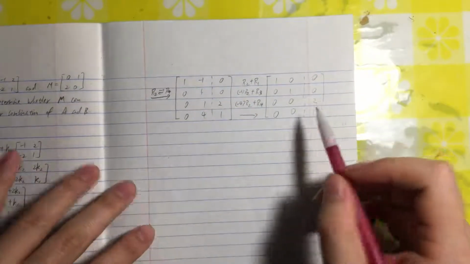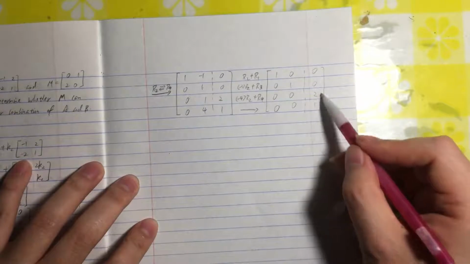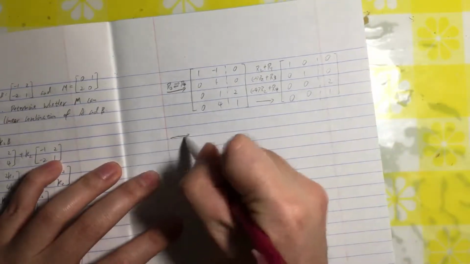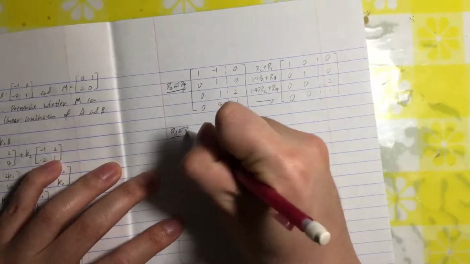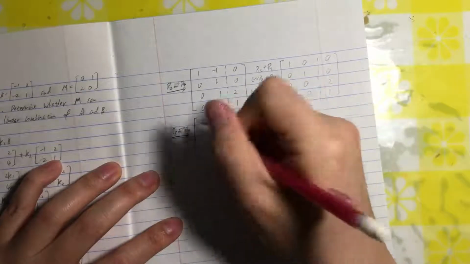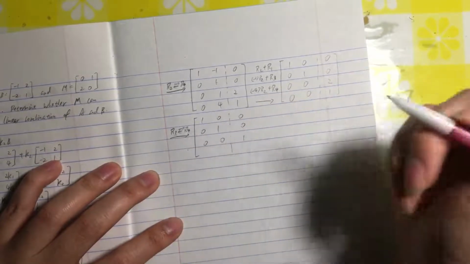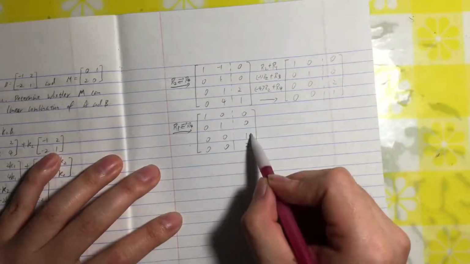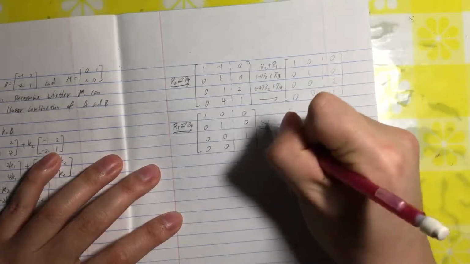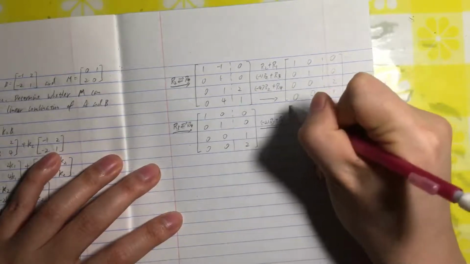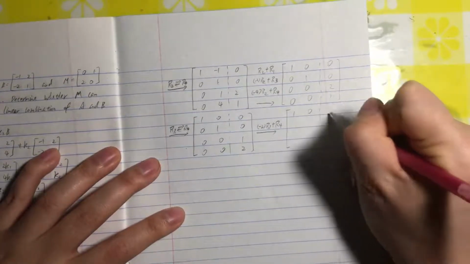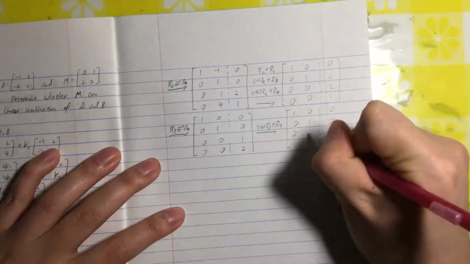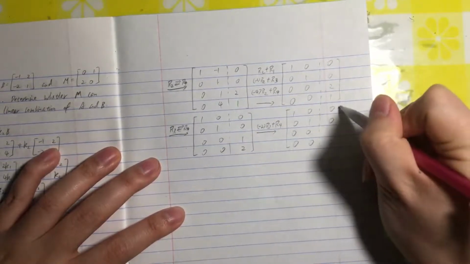Next, I can interchange row 3 and row 4. Make a leading one here. That's the leading one in the third row. I try to make all entries above and below the leading one to be 0. So I can multiply the third row by -2, add it to the fourth row. The fourth row becomes 0, 0, 0.